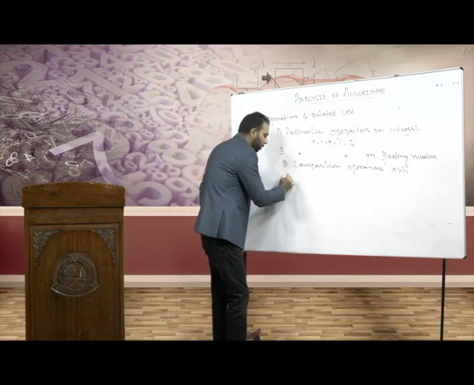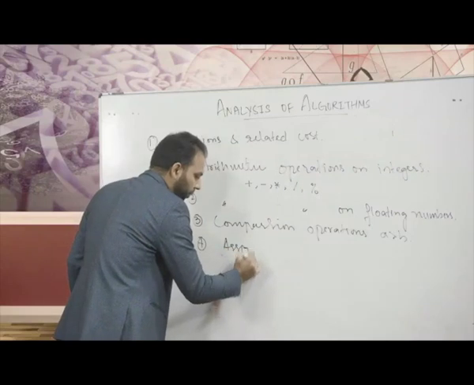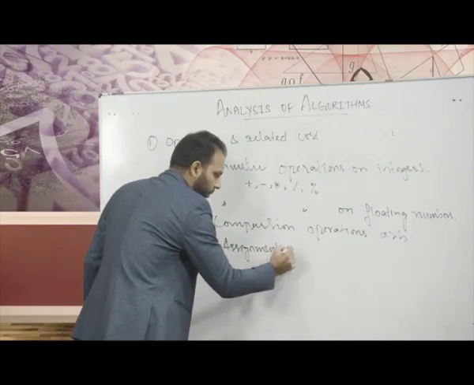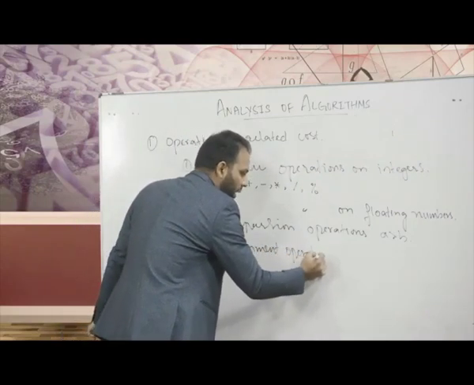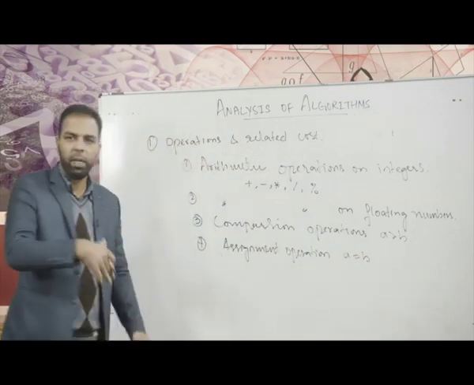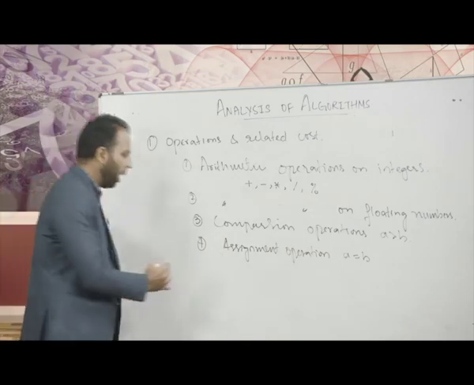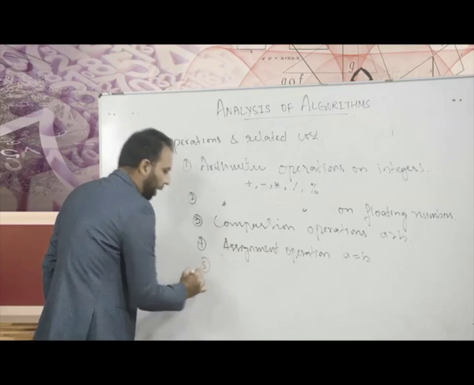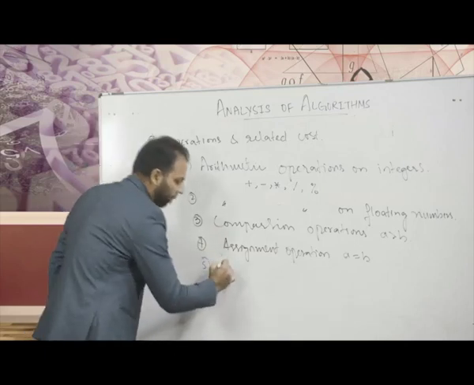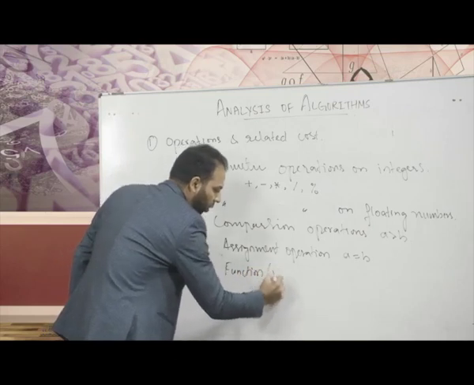The fourth one is your assignment operation. So your assignment operation is A equal to B. What will happen? The contents of B will be assigned or stored in your variable A. Fine. The last type of operation that we can have is that we call it function or procedure.